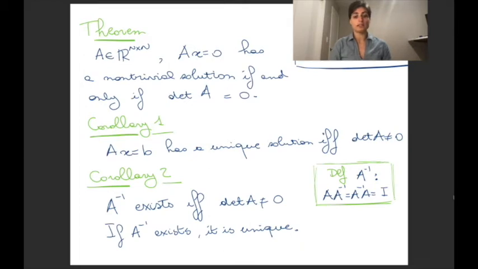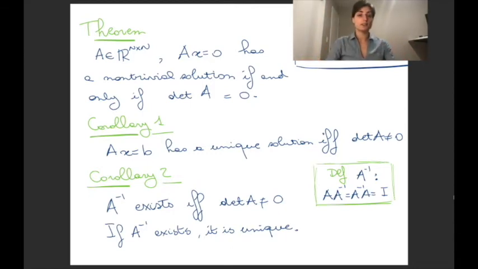Another corollary is that the inverse of a matrix exists if and only if the determinant of that matrix is different than 0. Further on, if the inverse exists, then it is unique. The inverse is defined as that matrix A^-1 such that A times A^-1 is equal to the inverse times A, and both of these things are equal to the identity. The identity matrix being that matrix with 0 everywhere except 1 on the diagonal.